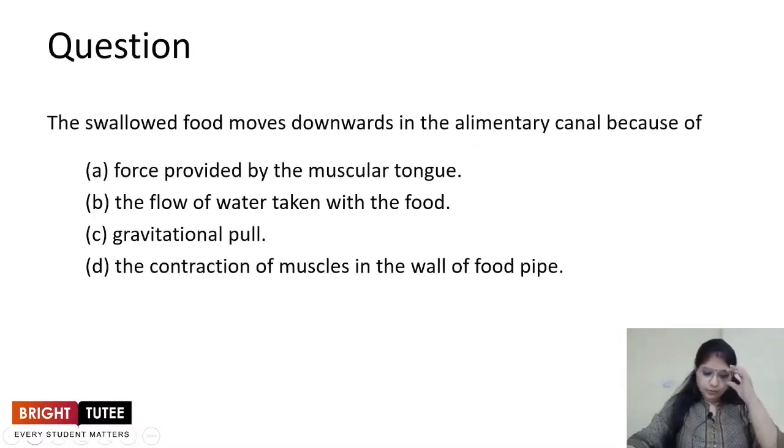The swallowed food moves downwards in the alimentary canal because of force provided by muscular tongue, the flow of water taken with the food, gravitational pull, and the contraction of muscle in the wall of food pipe. So this is the answer. The contraction of the muscles of the food pipe allows the food to move downwards towards the stomach.